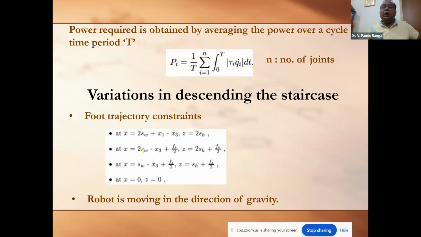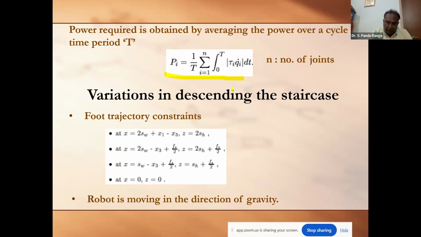Once you obtain the torque, we are also interested in the power consumed. So the power required is obtained by averaging the power over a cyclic period of time T. With this, we derived the gait, verified the dynamic balance, obtained the equation of motion, and finally calculated the power required.